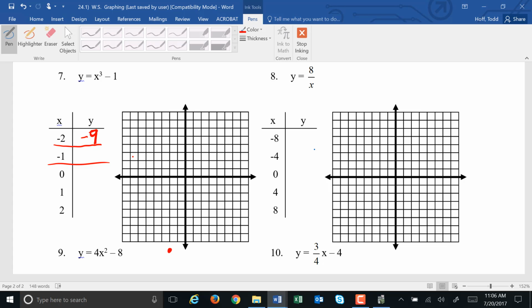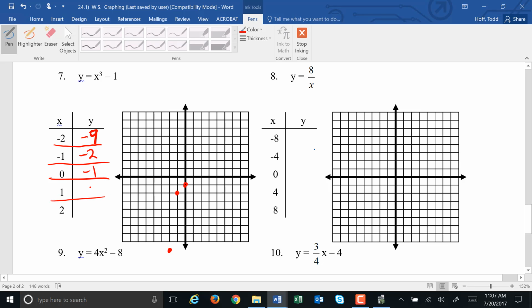If x was -1, what did y become? -2. Okay. So -1, -2. How about 0? -1. 0 to the third is 0, minus 1 is -1. If x is 1, 0. And if x is 2, 7. See, it's a kind of weird looking S-type curve like that.